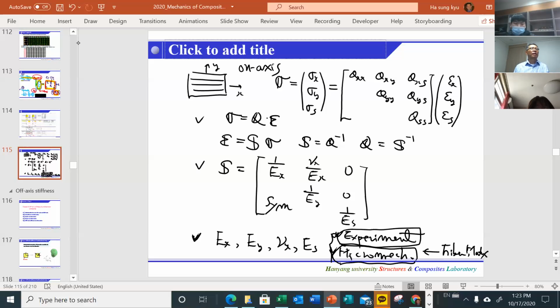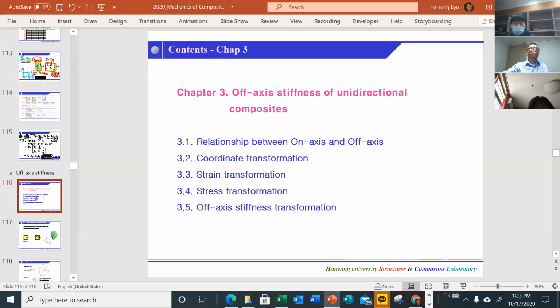definition. Now, what we'd like to do today is the off axis. What is the off axis? Well, off axis is like some angle. Now, the fiber has some angle with respect to a reference direction, and this is what we'll call off axis. There are many reasons why it's very important to well understand the off-axis stiffness of a unidirectional composite.